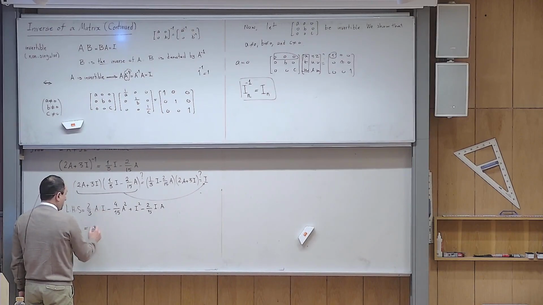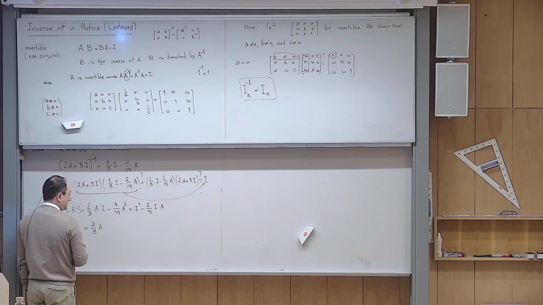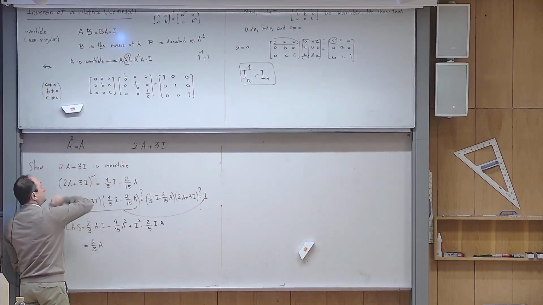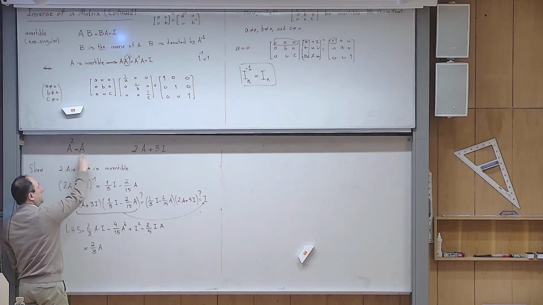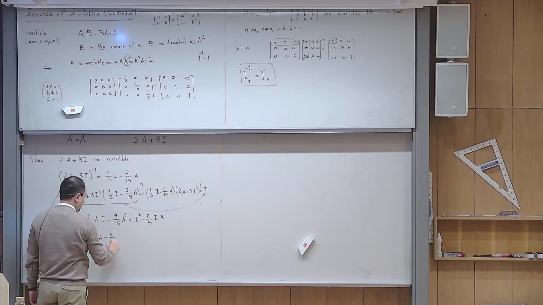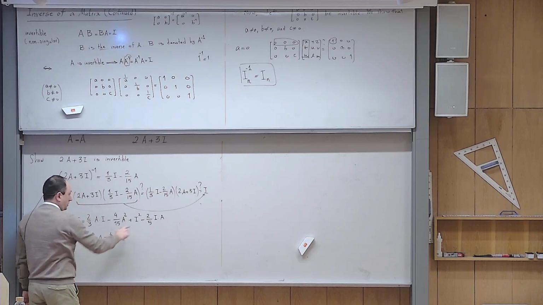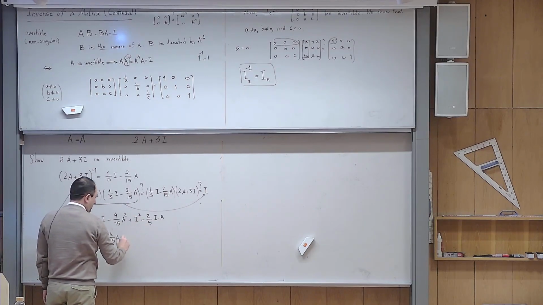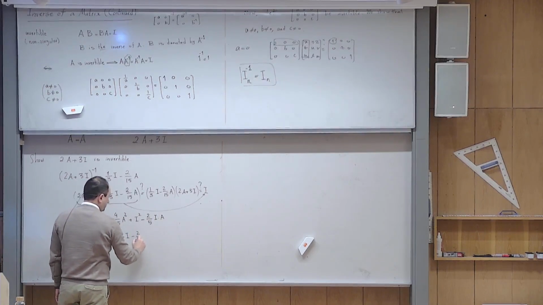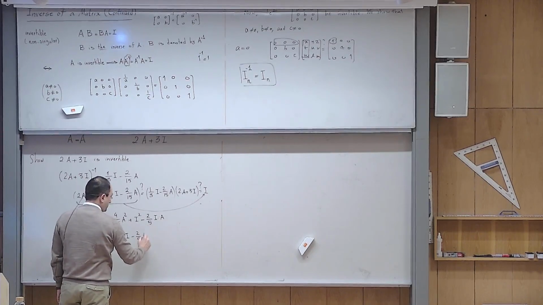But we also know that A times the identity matrix is A itself. But according to the problem, this given matrix is idempotent. So instead of A squared, I can put A. So this becomes minus 4/15 A. I squared is just I times I, which becomes I again. And then minus 2/5 I times A, which is A.